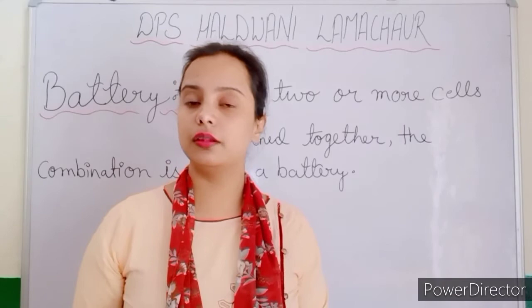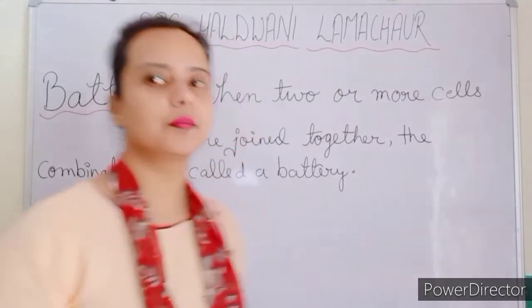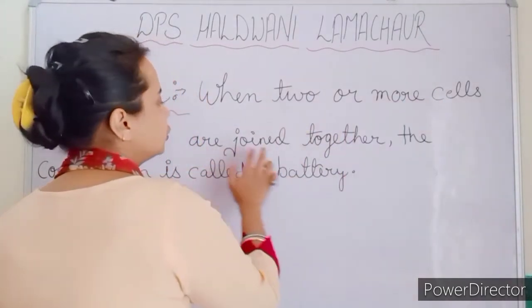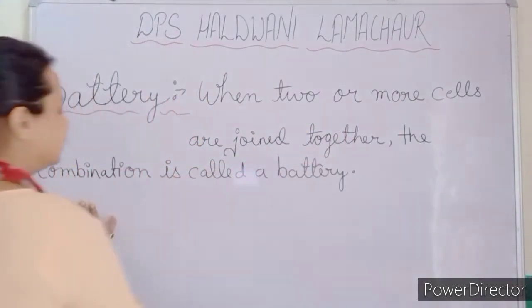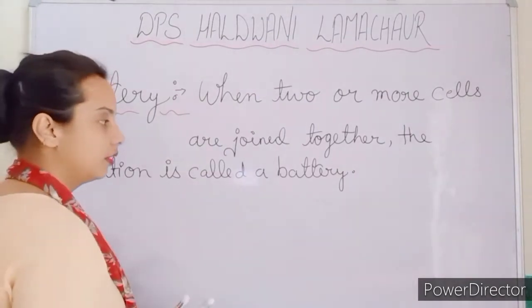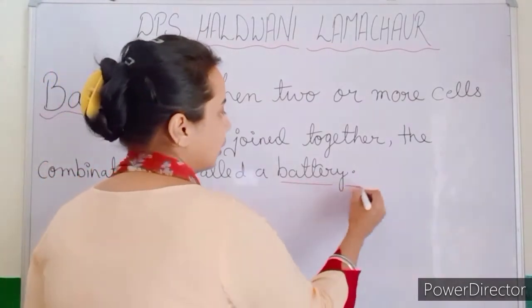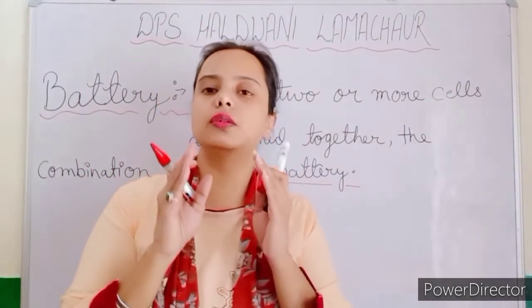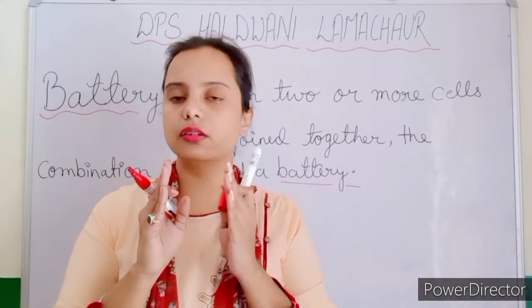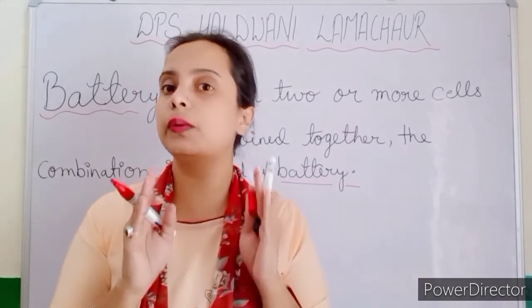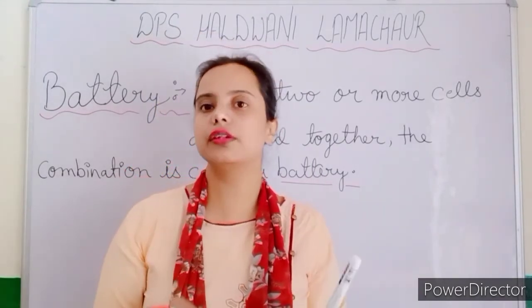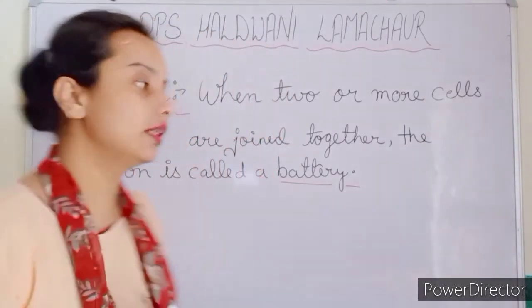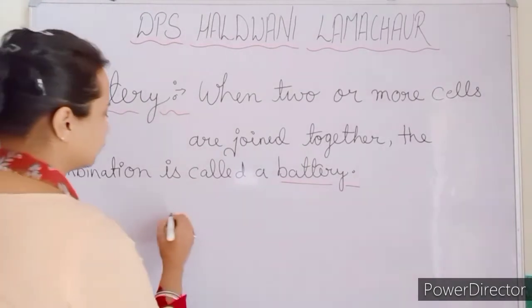Now let's move to our next topic, which is battery. What is a battery? When two or more cells are joined together, the combination is called a battery. I have explained to you about the electric cell. So when we join two electric cells or more than two electric cells, then that combination is known as a battery. So let's understand it with the help of a diagram.